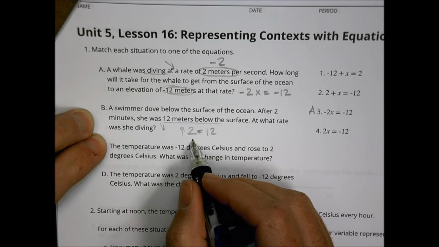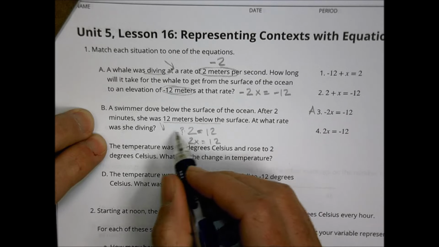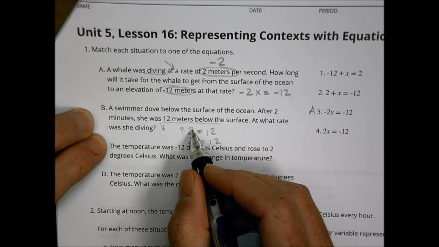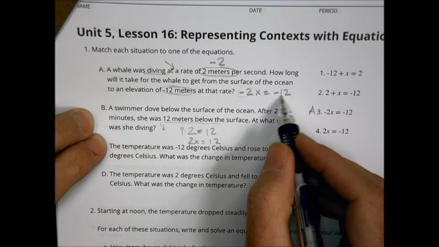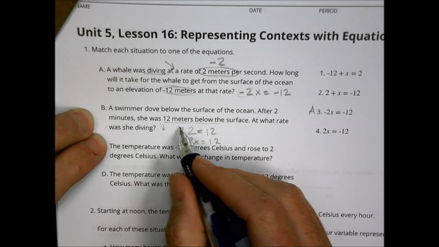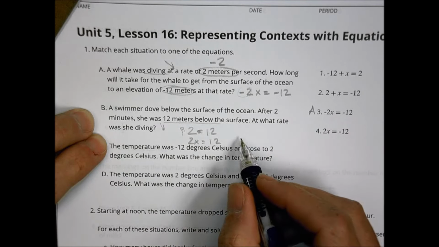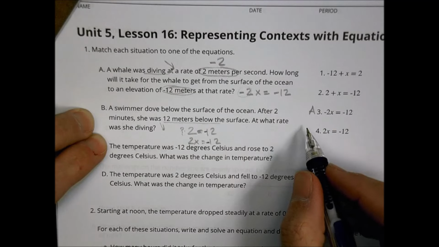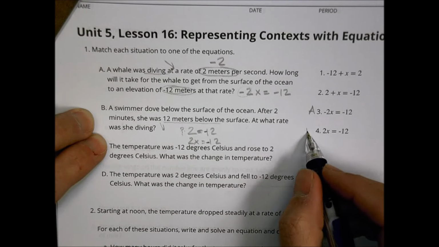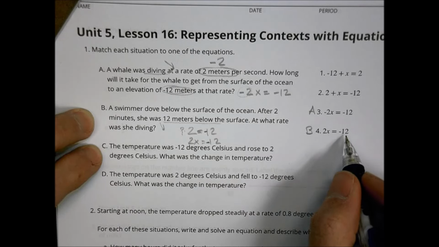Okay, the other way of writing this would be 2x equals 12. I just put the x on this side to start with, so some rate times 2, because over here our rate was -2 for a certain amount of time to -12. Here we don't know the rate, we just know it's for 2 minutes to get to 12. So this one, and sorry, below the surface is -12, my mistake. So that's going to match over here with B, number 4. So the rate for 2 minutes gets to -12.